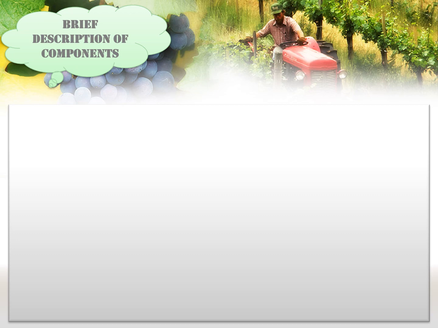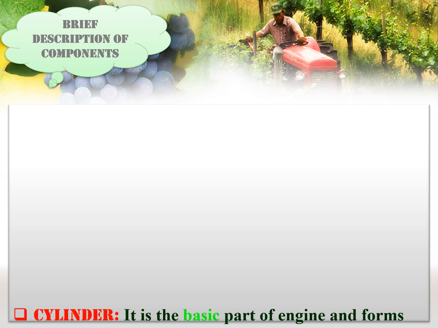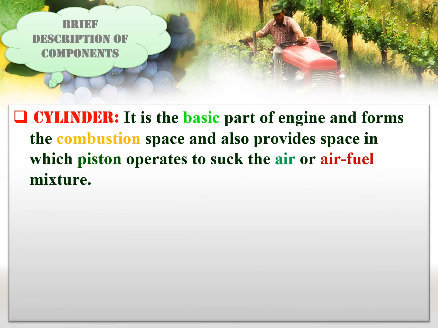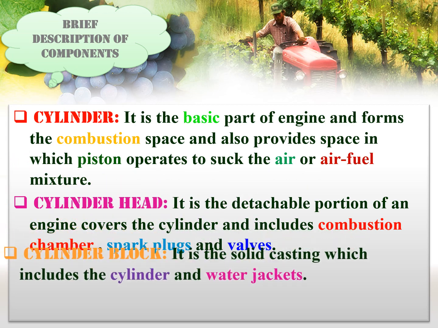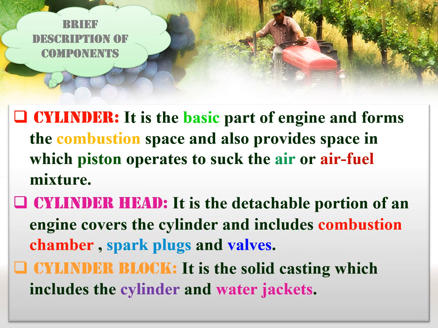Now we discuss the brief description of components. The basic part of IC engine that provides space for combustion is known as cylinder. At the upper end of the cylinder, the head is bolted. Here the intake of fuel, ignition of fuel and exhaust of gases take place. The middle portion of IC engine is cylinder block. Here the compression of fuel and burning of fuel take place.